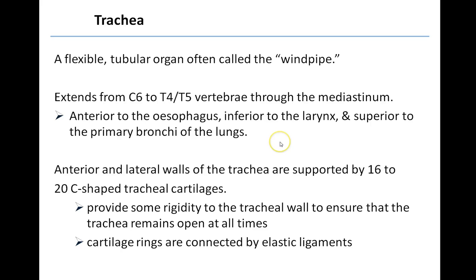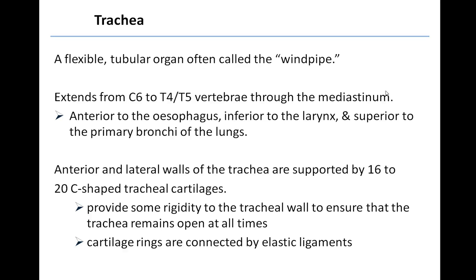It's anterior to the esophagus and inferior to the larynx. The walls of the trachea are reinforced by cartilage. So in the larynx we had cartilage reinforcing the walls there. The cartilage also reinforces the walls of the trachea. In the trachea we have about 16 to 20 ring-shaped structures. Well, they're not actually ring-shaped, they're more C-shaped. They're not a complete ring, they're an incomplete ring, more of a C-shape.